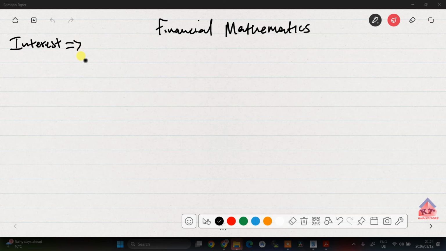In the simplest form, interest is the fee that you pay to use someone else's money. Okay. That's the fee that you pay to use someone else's money. For example, if I lend you 1,000 to use today and expect you to pay me back that 1,000 at the end of the month, you are going to pay a fee to use my money.